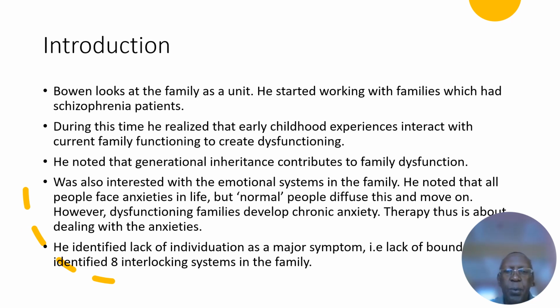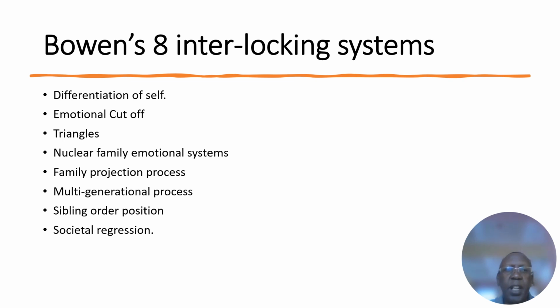Bowen did a lot of good work in this field, and he was able to identify lack of individuation as one of the major symptoms. By this we mean the lack of boundaries within families. He identified 8 interlocking systems in the family. And for us as a class, these 8 interlocking systems will be key towards understanding this theory and how we can employ it in therapy and how we can help our families to recover.